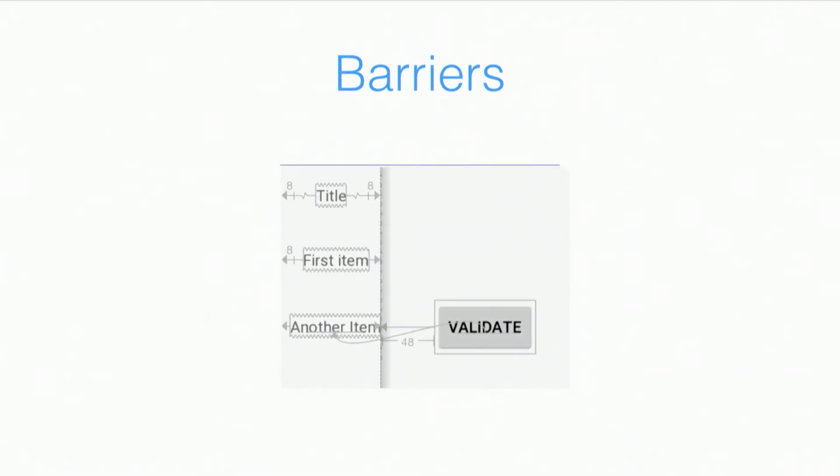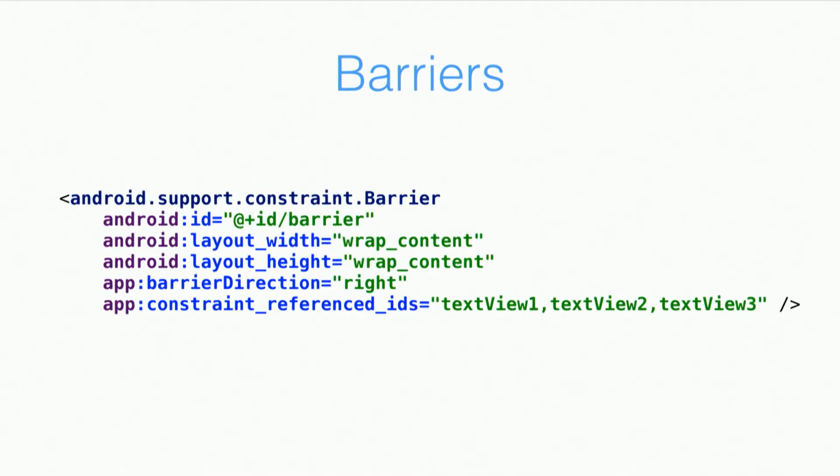And that's how it looks in XML. You have these constraint reference IDs containing just the IDs of the elements you're interested in. And you can specify a barrier direction that can be left, right, top, bottom, start, or end. That allows you to control where the barrier can be. One nice thing, it's not a view group, right? This is just referencing those elements, meaning you can have more than one barrier referencing the same element.